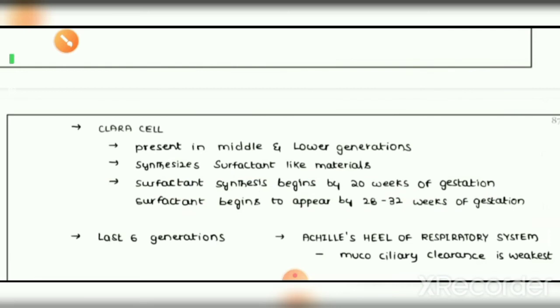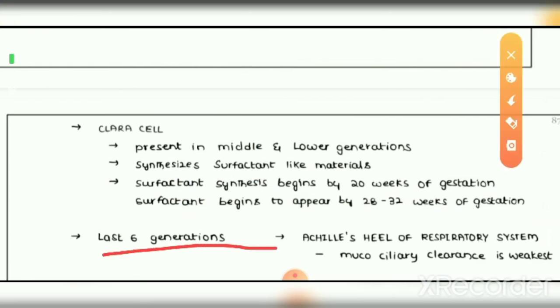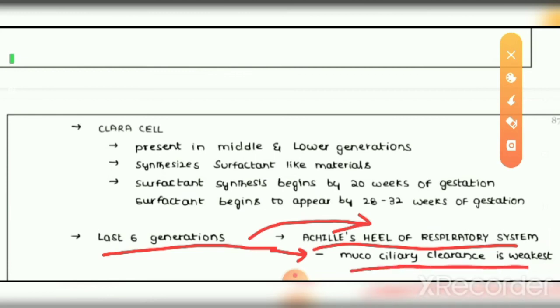Now let's come to the next part. The last 6 generations are also called the Achilles heel of the respiratory system, and the feature is that mucociliary clearance is the weakest.